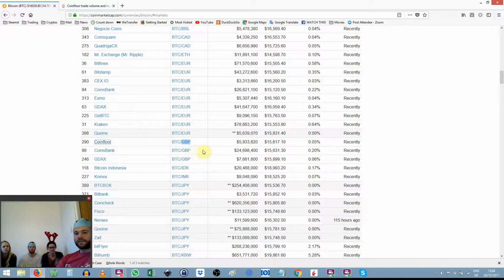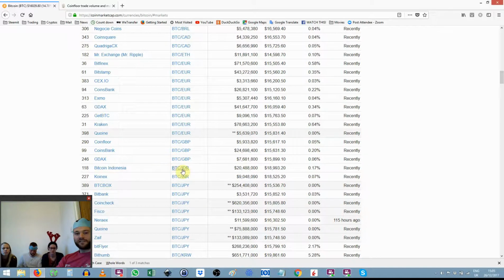Another one is Coinsbank. Remember what I was telling you about the volumes? It's important to trade on high volume exchanges. CoinFloor's got $5 million, $6 million, but Coinsbank has got $24 million in British pounds of trade. So there's obviously a real benefit to trading on Coinsbank.